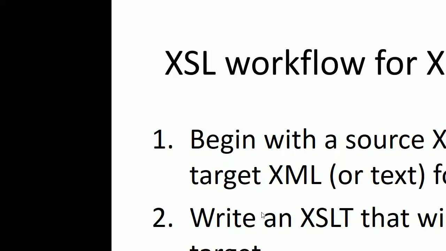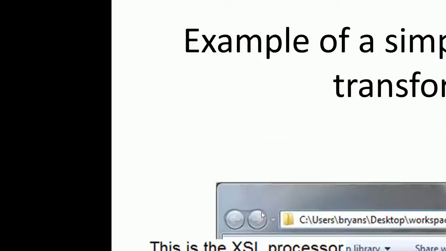Okay, so how does it all work? The XSL workflow is as follows. You begin with a source XML file and a desired target or text format. You write the XSLT that will transform the source to the target. Apply XSL processing. Sometimes this is automated via an XML tool, or sometimes we do it via the command line. You'll probably almost never have to do it via the command line, but I'm going to, for this class, require that you know how to do it via the command line, just so that you'll be able to do the troubleshooting if a problem does occur, and then you observe the resulting file.